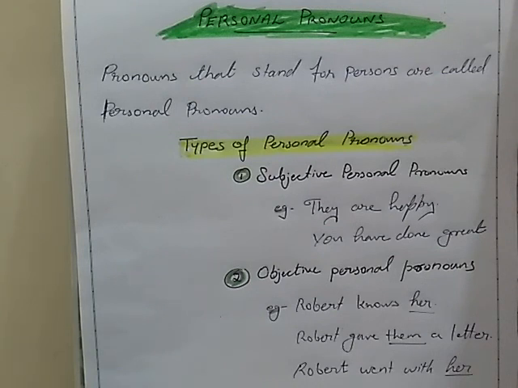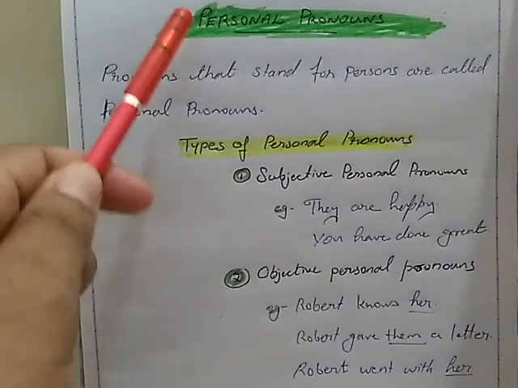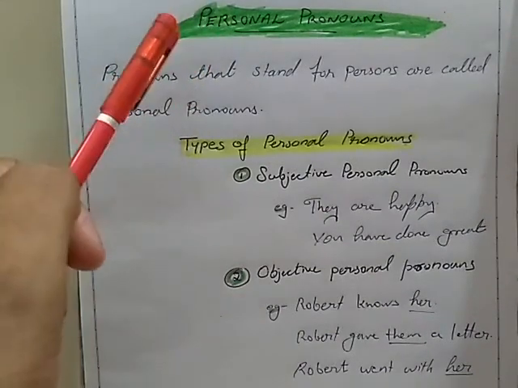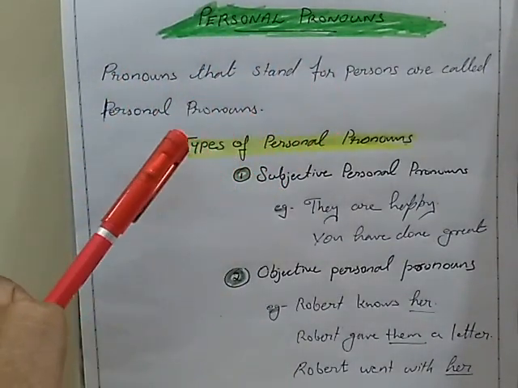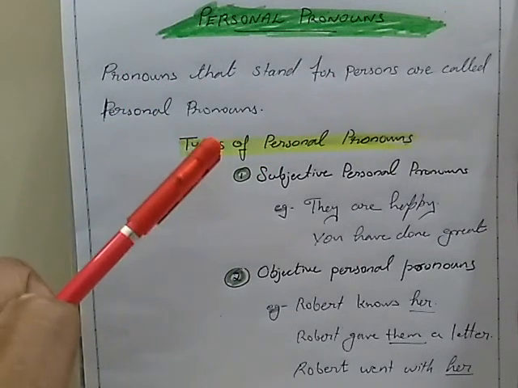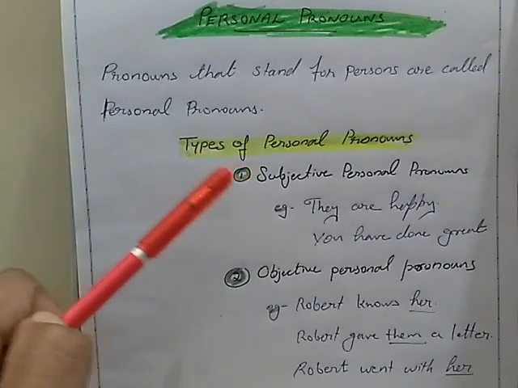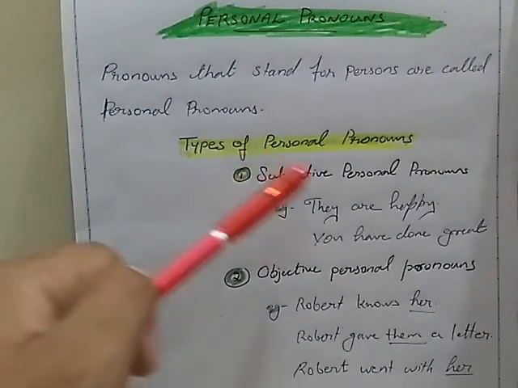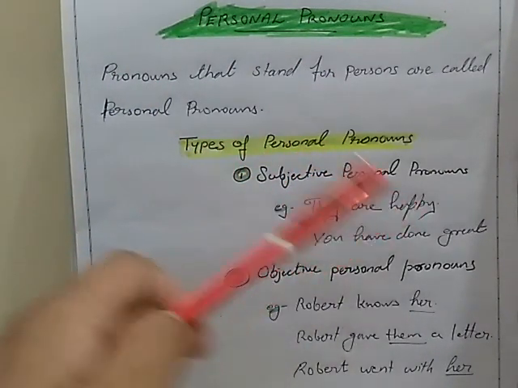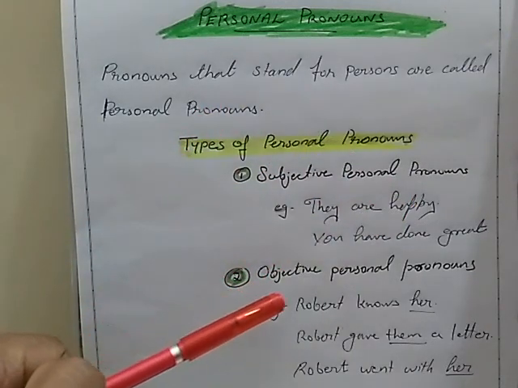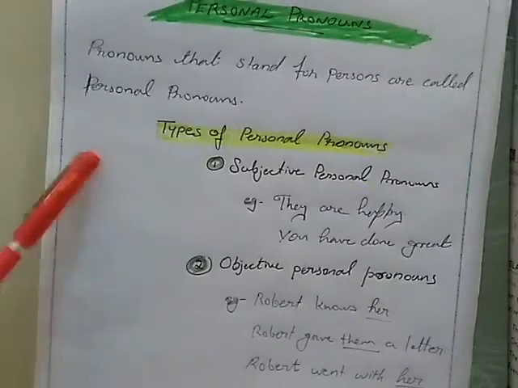Now the types of personal pronouns. We have divided personal pronouns into two types. All these things are not there in the text in detail, but for your understanding I am explaining the types of personal pronouns. First one is subjective personal pronouns, and the second one is objective personal pronouns.